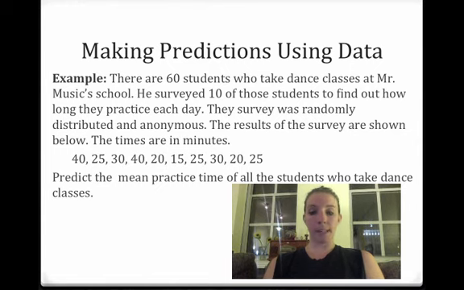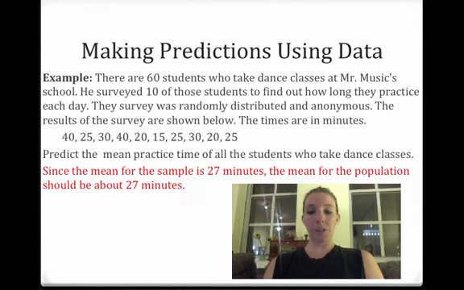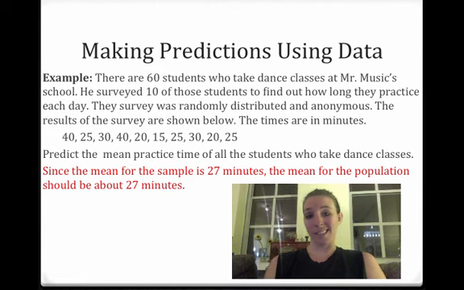Okay, so I want you to predict the practice time of all the students who take the dance class. Predict what the mean would be about if we did all 60 kids and added them up. And we're estimating here. Since the mean for the sample is 27 minutes, the mean for the population should be about 27 minutes. He pulled a pretty good number of people, 10 out of 60. If he had pulled 1 or 2 people and asked them, that probably would not be enough. But because he asked 10 people and he got a pretty nice variety of times, that's probably a pretty good indication of the average time that a student in Mr. Music's class practices their dancing.